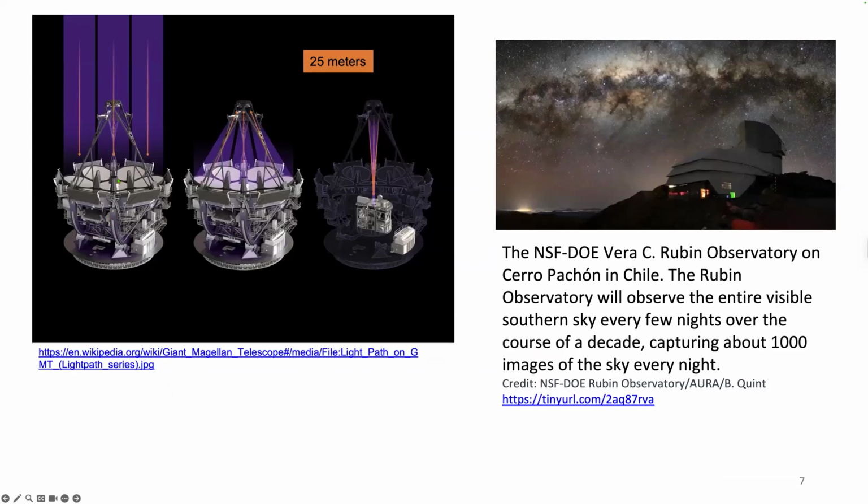So here are some more depictions of multi-mirror telescopes. This is the Giant Magellan Telescope, 25 meters, and this is in development. And here's an artistic picture of the Vera Rubin that just came online. There's the Milky Way in the background. And way off in the distance, you can see the light of Santiago, Chile, I guess. Or no, maybe, sorry, that's the sunset.